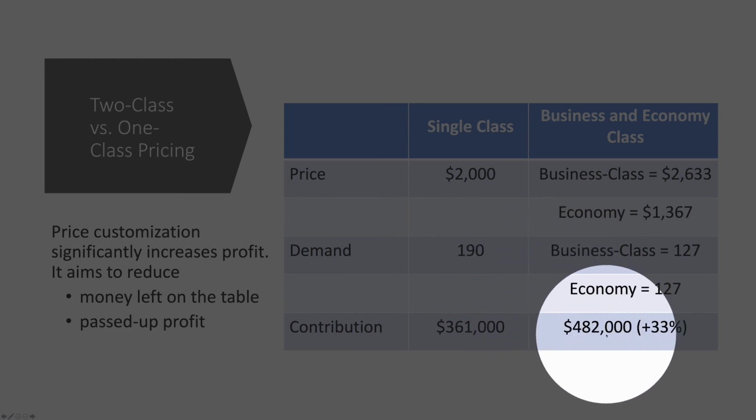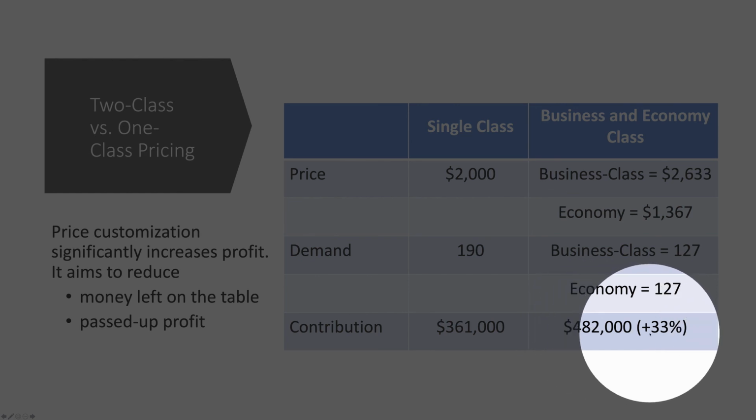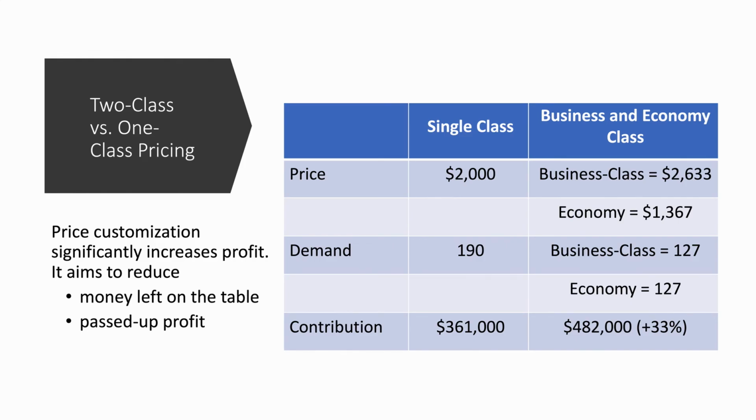And at the end of the day, the total contribution or profit for two prices as a result of segmentation is $482,000, representing a 33% increase in profitability. That's our discussion on pricing by segments.